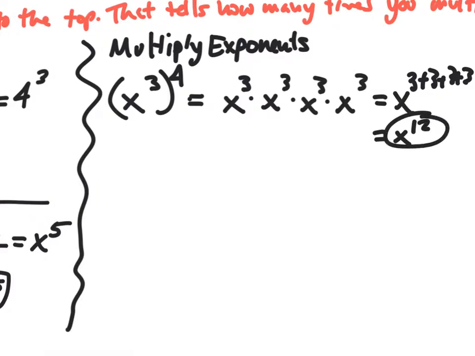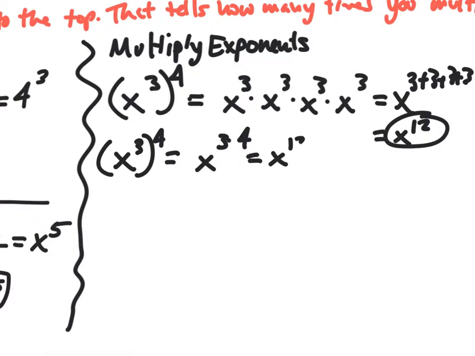The thing you've got to realize is, how do you use 3 and 4 to get 12? Well, you multiply them. If you have an exponent raised to another exponent, then you multiply. So you don't have to do the long way. You can just say this is x to the 3 times 4 power, which is going to give us just x to the 12th.